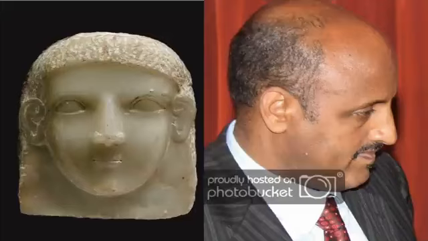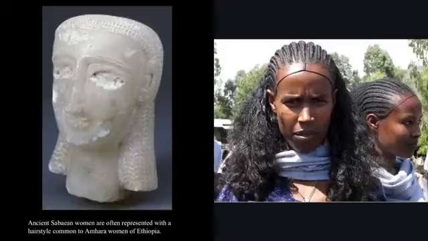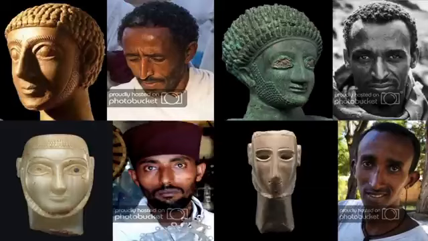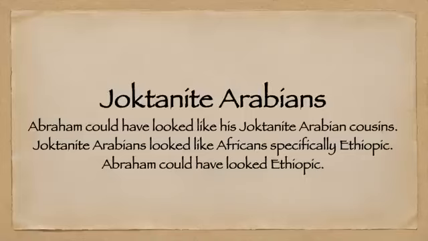They basically would have looked like your Ethiopians of today, because the features just match perfectly, even when it comes to the women and the hairstyles, and of course the features of the face. So here's just a good example of what these people look like. Sabaeans, Ethiopians, Abyssinians, Habesha, all one and the same. So Abraham could have looked like Joktanite Arabians, and Joktanite Arabians looked like Africans, specifically Ethiopic. So Abraham could have looked Ethiopic.